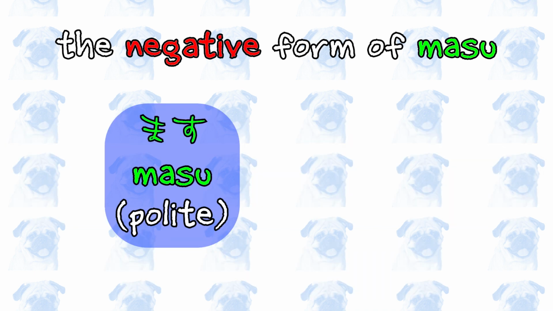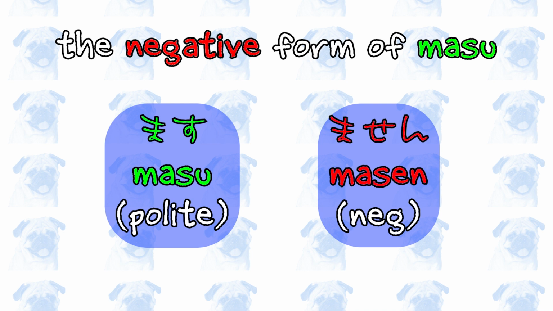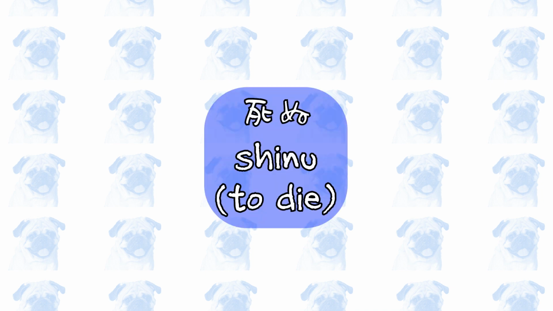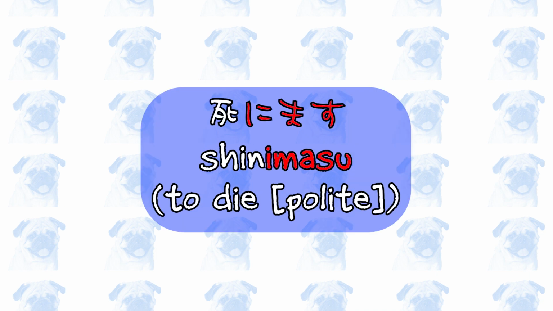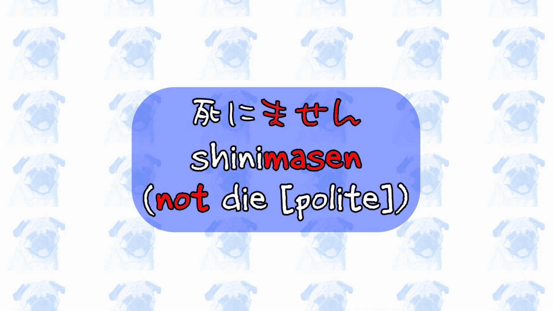Instead, the negative form of masu is masen. Let's convert a few polite verbs into their negative form. Shinu, to die, is an u verb, so drop the u and replace it with imasu. Shinimasu. The negative form of masu is masen, so the negation of shinimasu is shinimasen.